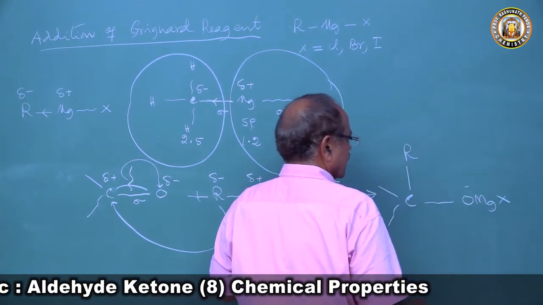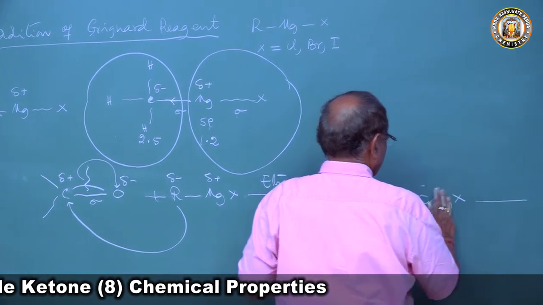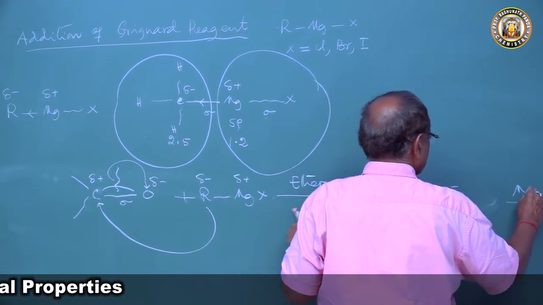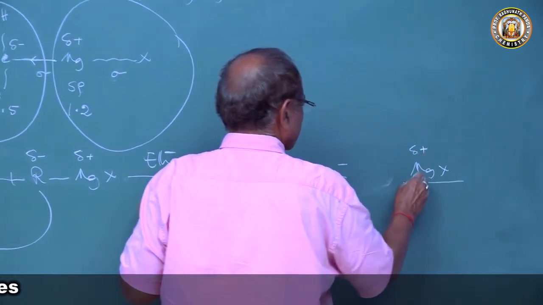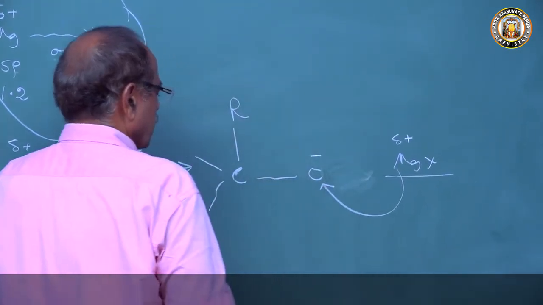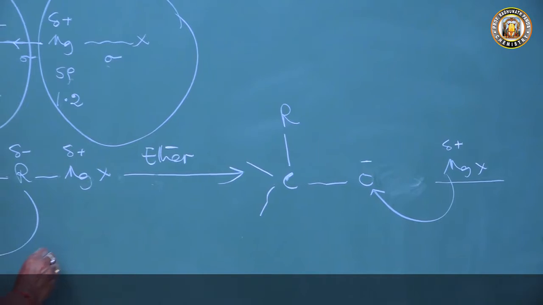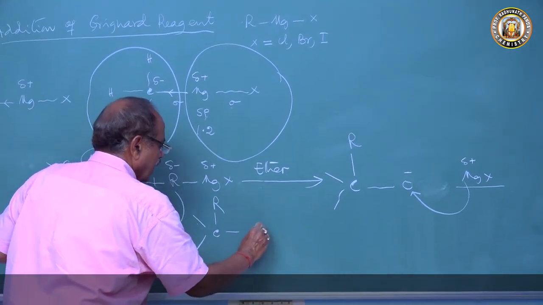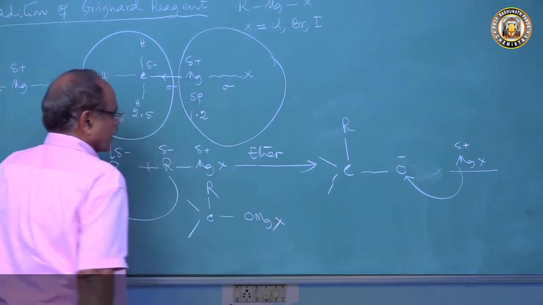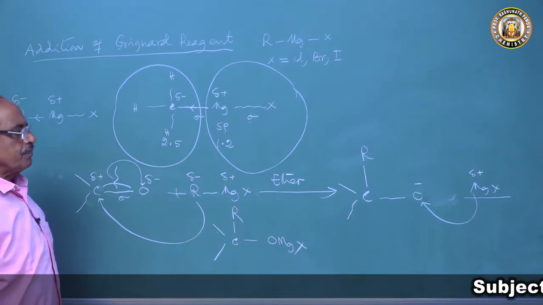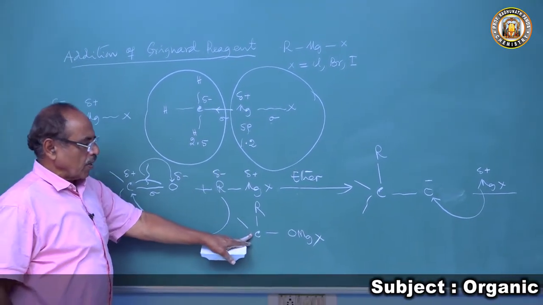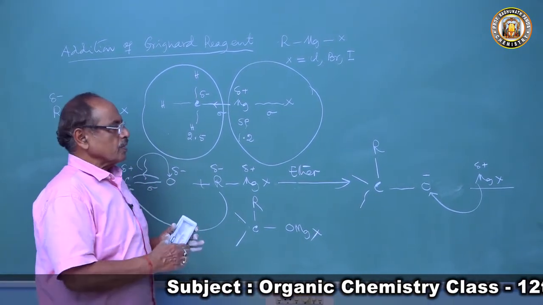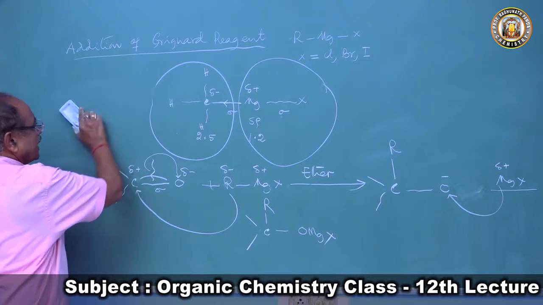So this O is the negative part, and MgX is the positive part. This MgX goes to the oxygen, and the addition product of the carbonyl group forms, R-C-O-MgX. This is an unstable compound. It will undergo hydrolysis to produce the final compound. So this is the common idea I gave you.